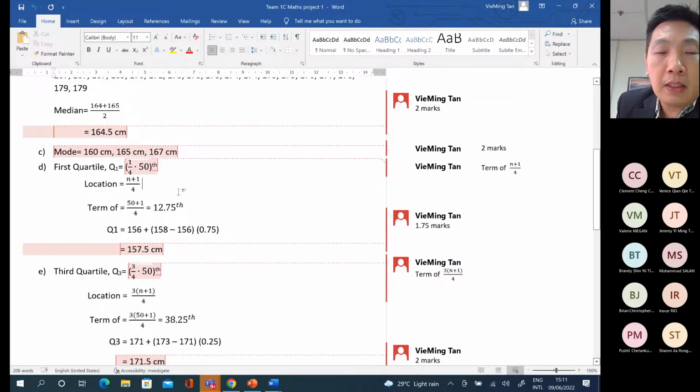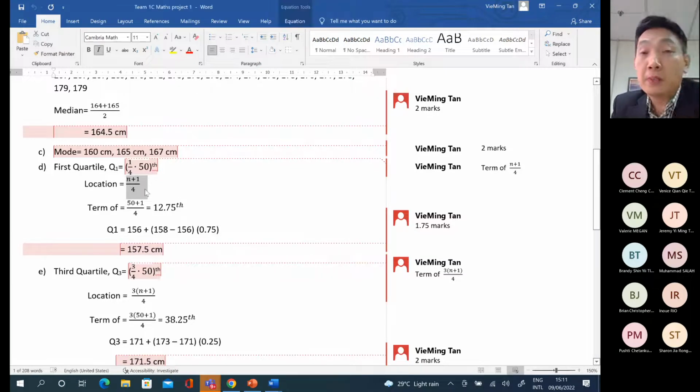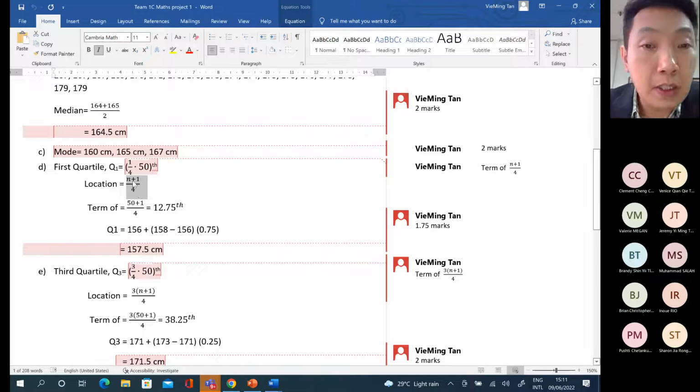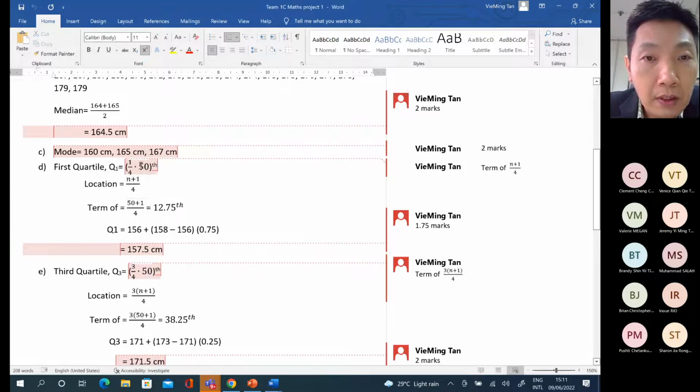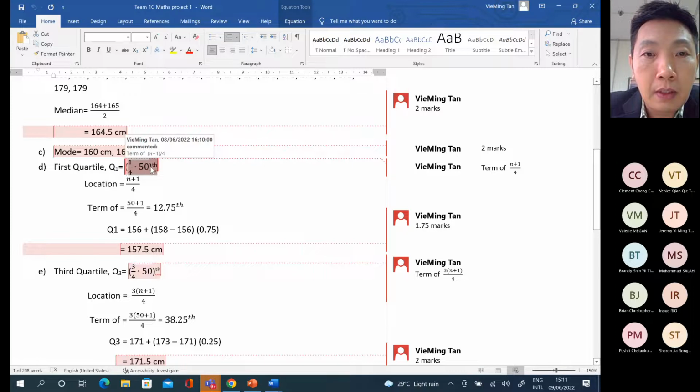The location of the first quartile, this formula is correct. N plus 1 divided by 4, correct. We use plus 1 because the data given are ungrouped data. That's why we use plus 1. So this formula is correct. This one is also correct. However, this one is wrong, and this one is wrong. The problem is you need to plus 1. 50 plus 1. So this part is wrong, so cut 0.25 mark for this one.